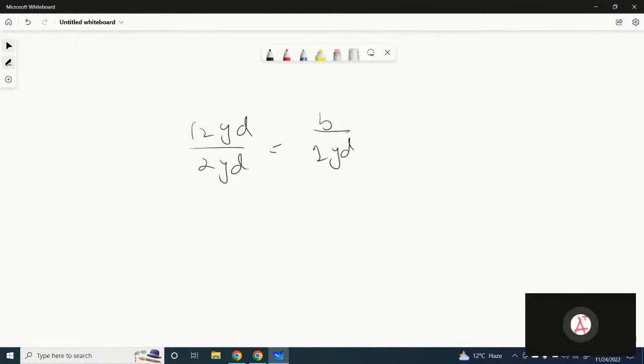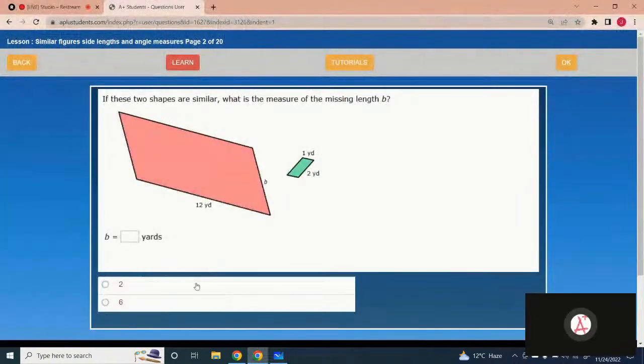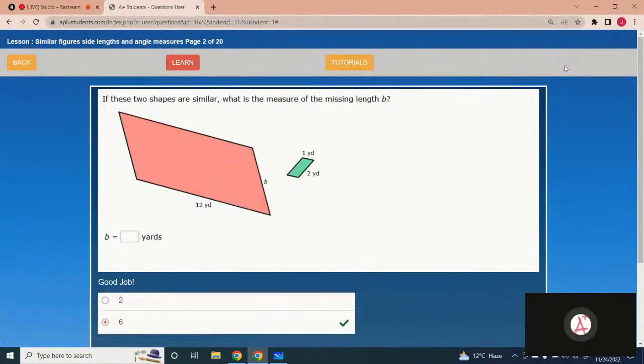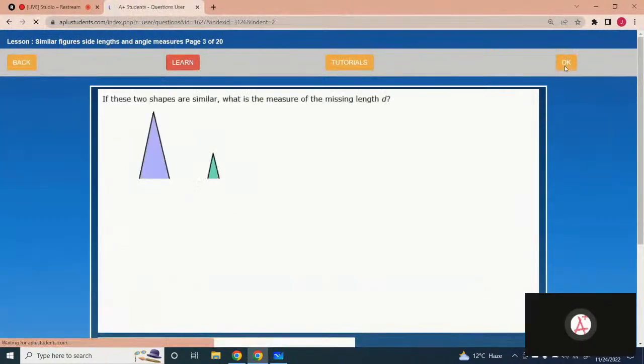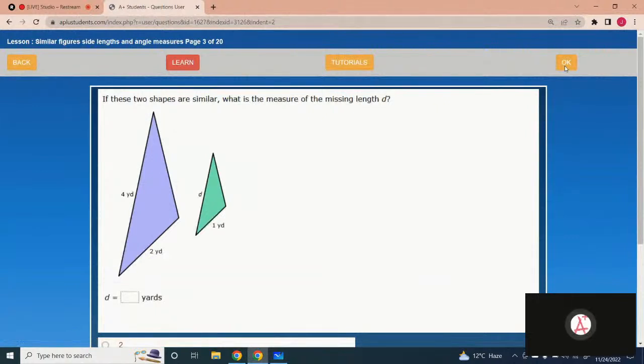Got it? Just solve the value for b. It would be 12 times 1 divided by 2. 12 times 1 is 12, and 12 divided by 2 is 6. So b equals 6 yards. That means the missing side length is 6 yards. Just select the correct option and then click on the OK button. Whenever you're working on similar sides, just form a proportion of the sides, like for this one, the greater side and the shorter side.